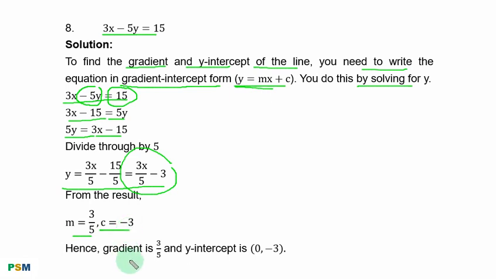Hence, gradient is 3 over 5 and y-intercept is (0, c), that is (0, minus 3). At this point, x is equal to 0. So the point where the line cuts across the y-axis is the y-intercept. That point is minus 3.